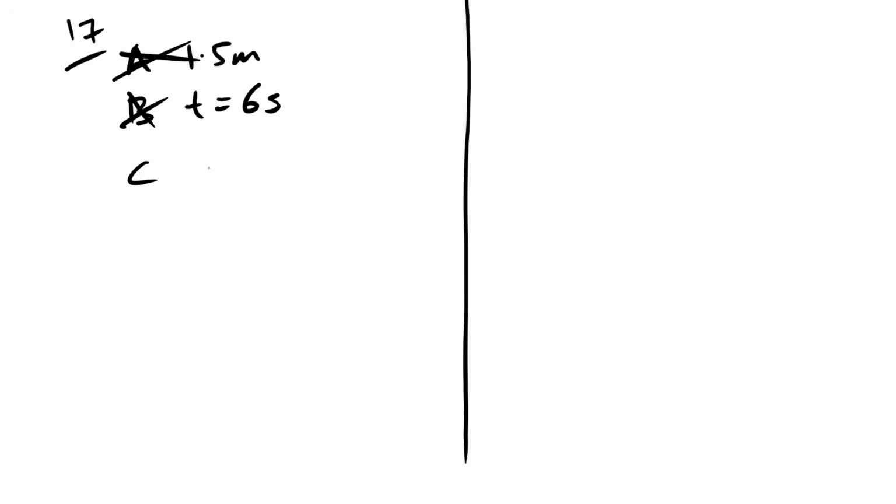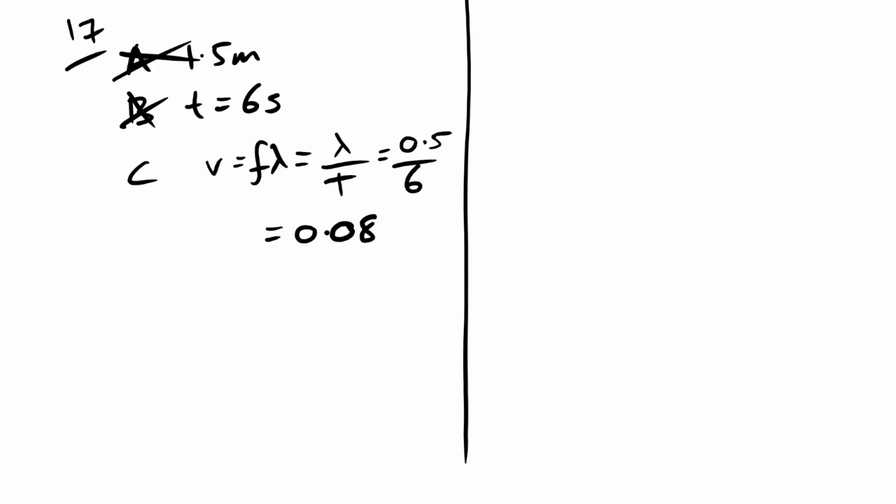Oh, gosh, fine. So v is equal to f lambda. We've got the time period, so we can just say lambda over the time period, so 1 over time period times the wavelength. So there's going to be 0.5 meters divided by 6, that's the time period. And so, no, it's not going to be that, is it? That's going to be 0.083 meters per second. So that ain't right. And then probably going to be D, but let's check the frequency.